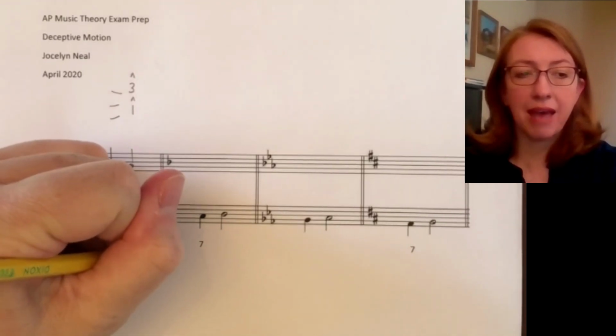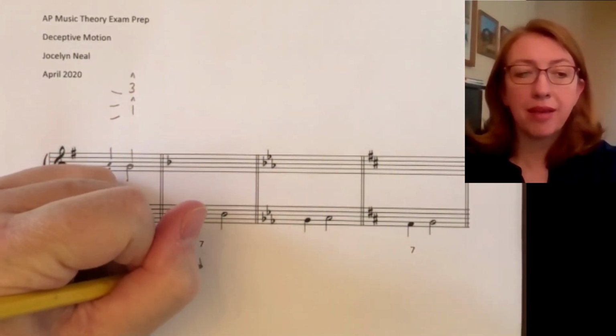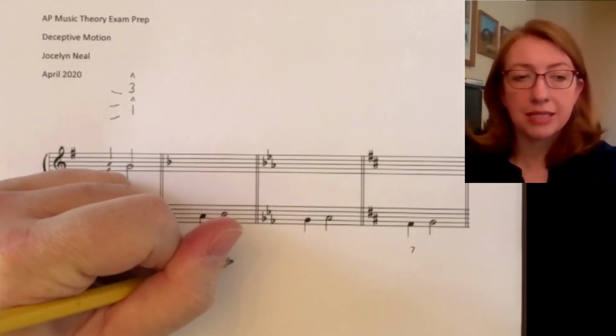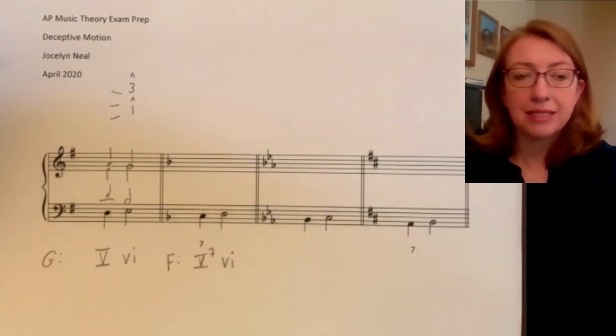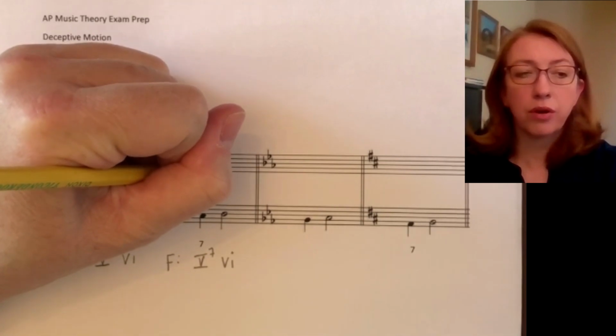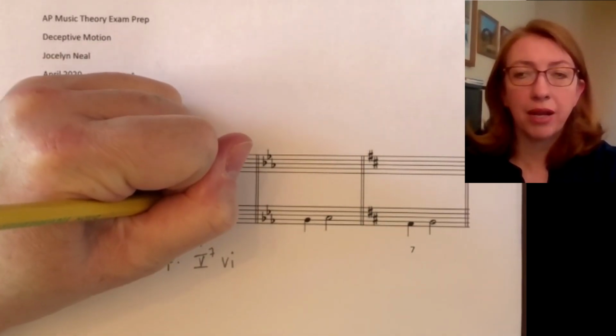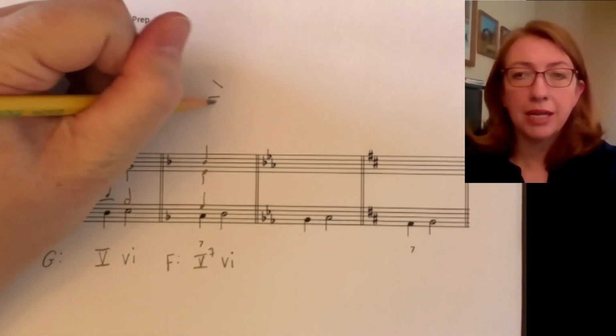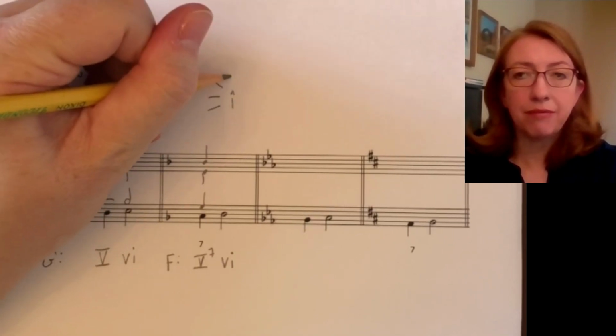Next one, we're in the key of F major. I have a dominant 7th chord moving to the triad built on scale degree 6. That's my deceptive motion. I'm going to spell my dominant 7th chord, putting the chordal 7th, B flat, in the soprano, and filling in the rest of my chord, C, E, G, B flat.